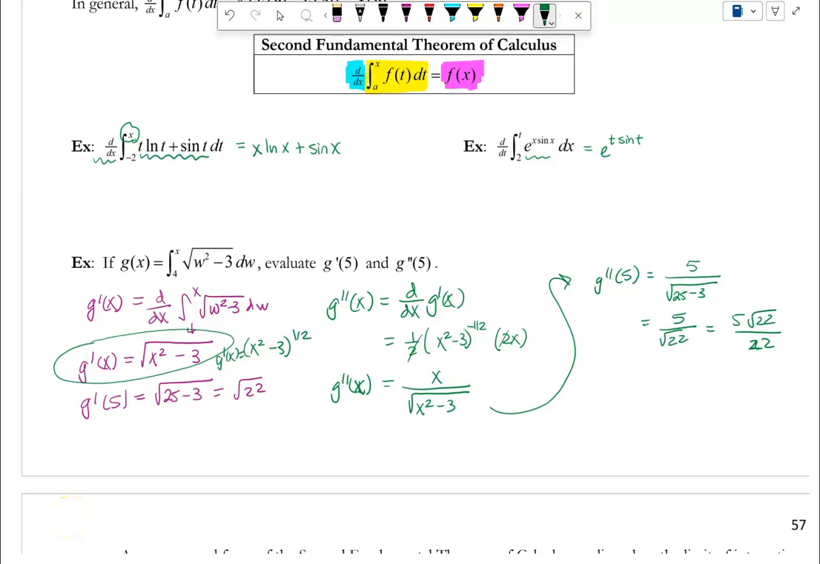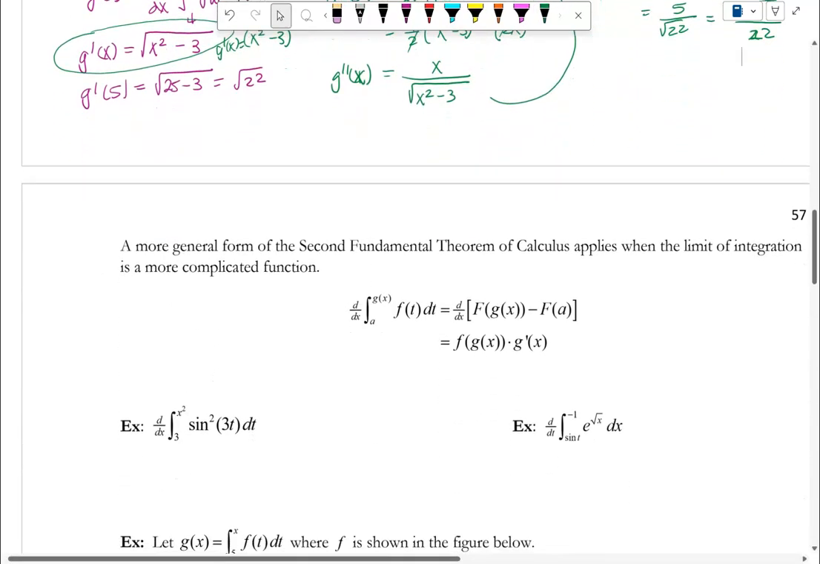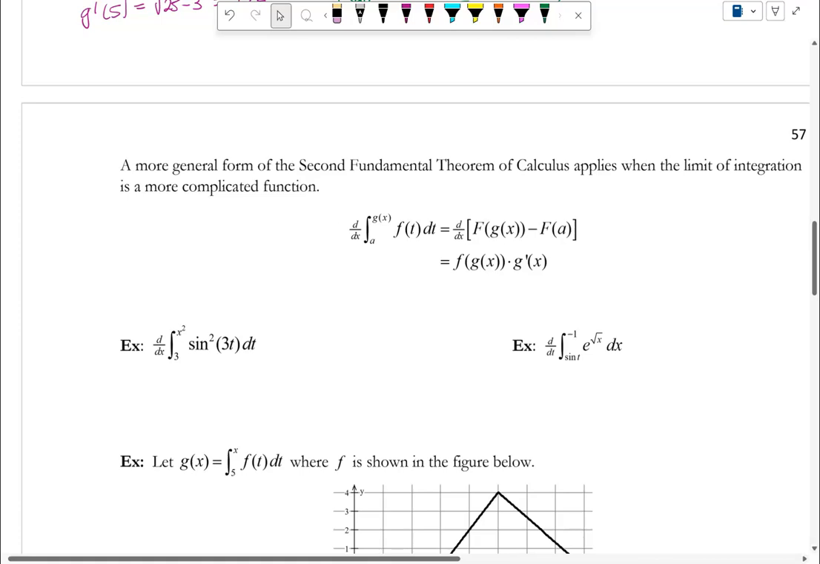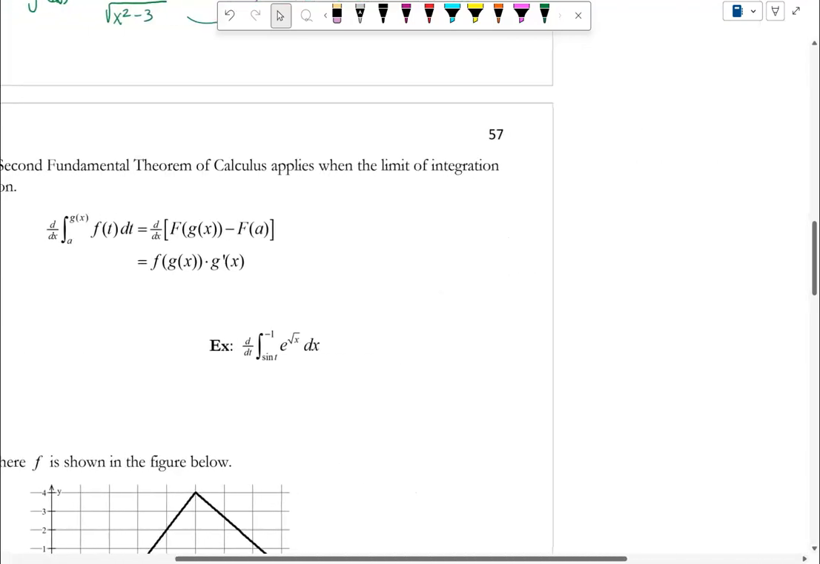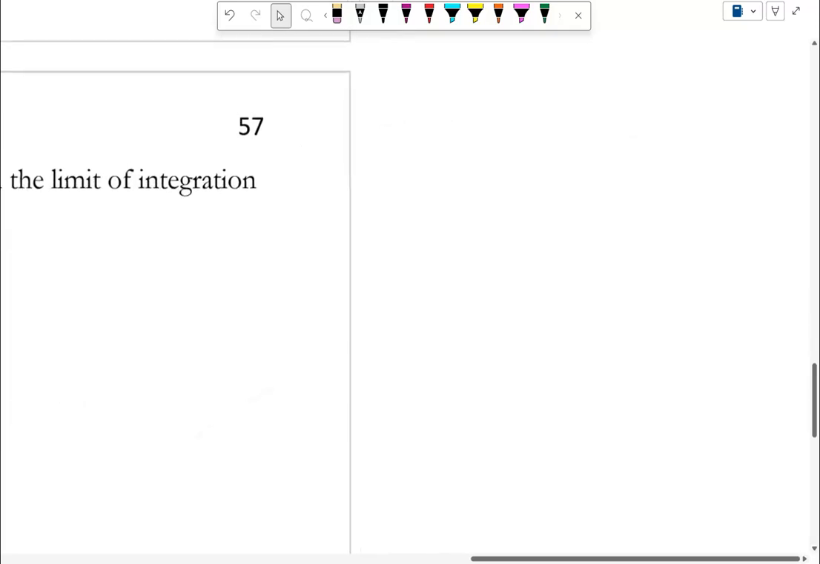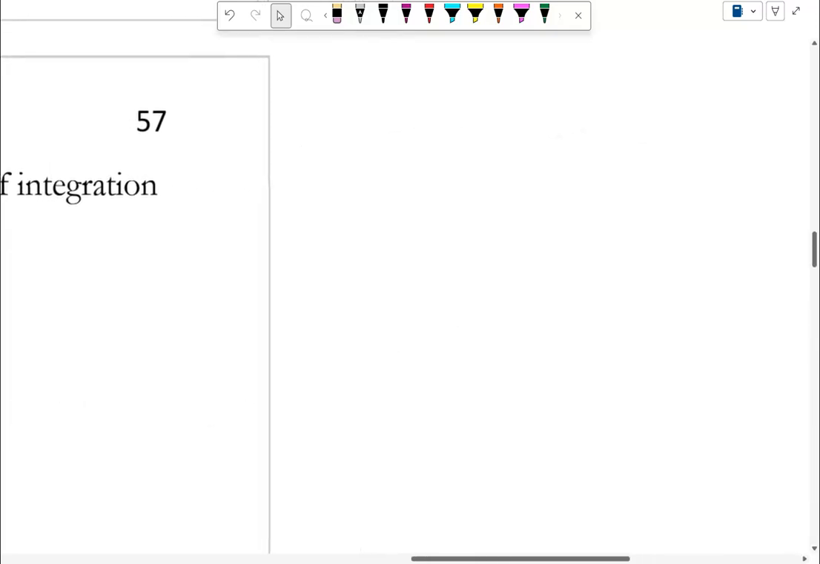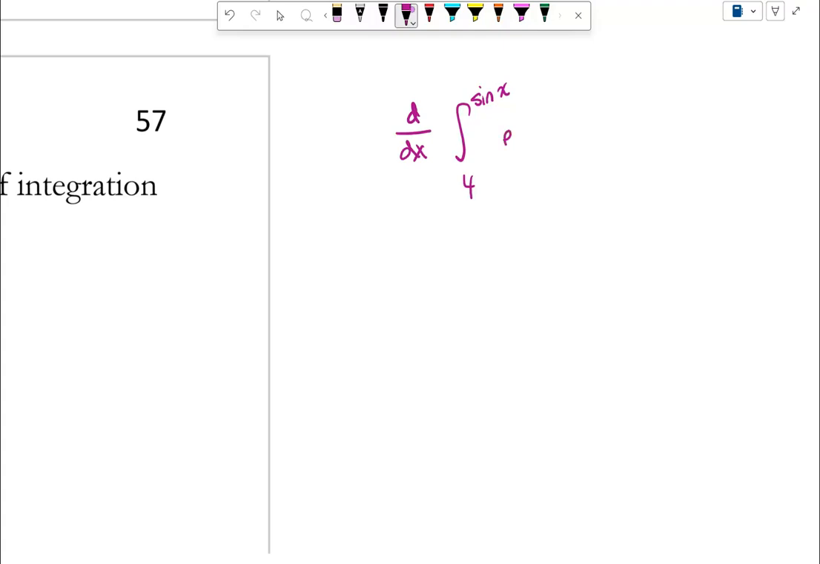So we do have to be careful with the second fundamental theorem, and we'll look at an example at the top of page 57, but I'm actually going to go out to the side and give you a side example that'll help us make sense of that. If you have room to write this near the top on page 57, let's say that I want to take the derivative of a function. Let's say that it is from 4 to the sine of x, and then my function is e to the t dt.